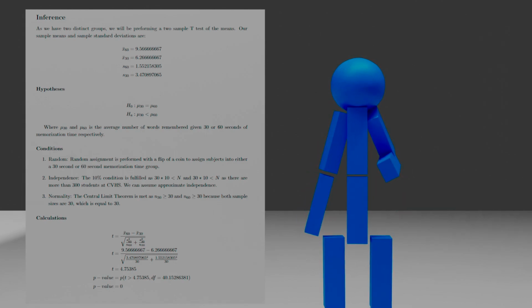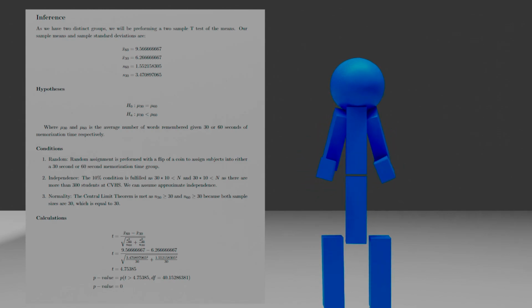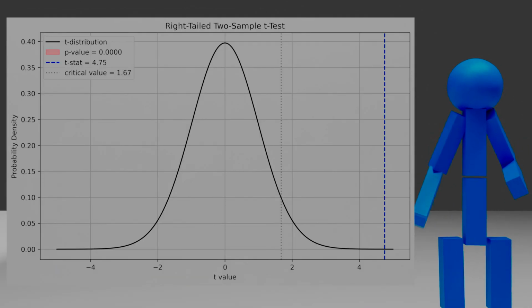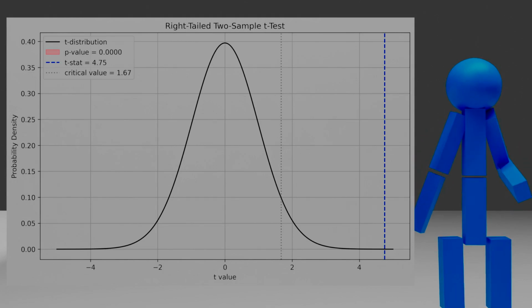Now here are my calculations. We got a t-statistic of 4.75 and a degrees of freedom of about 40.15. Finding the probability of getting a t-statistic greater than 4.75, we get a p-value of approximately 0. And here's a more digestible graph of that. As you can see, the p-value is less than the alpha of 0.05. So we reject the null hypothesis.